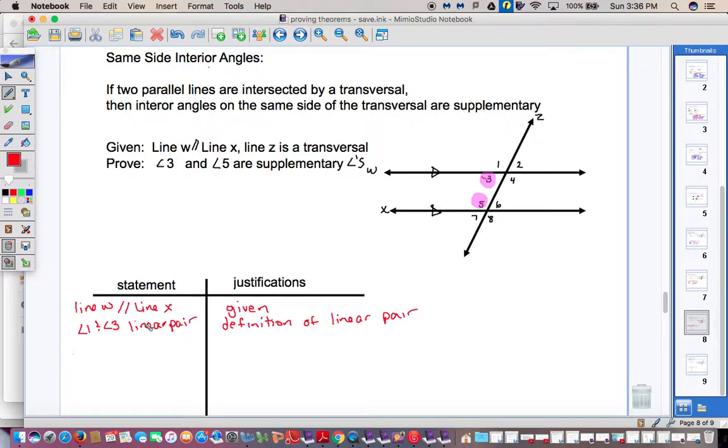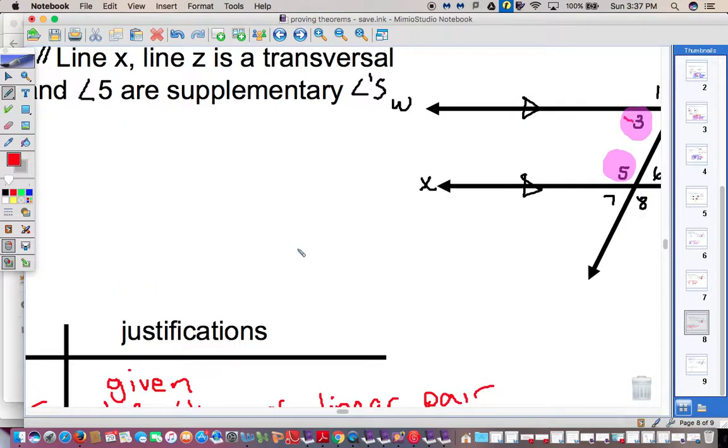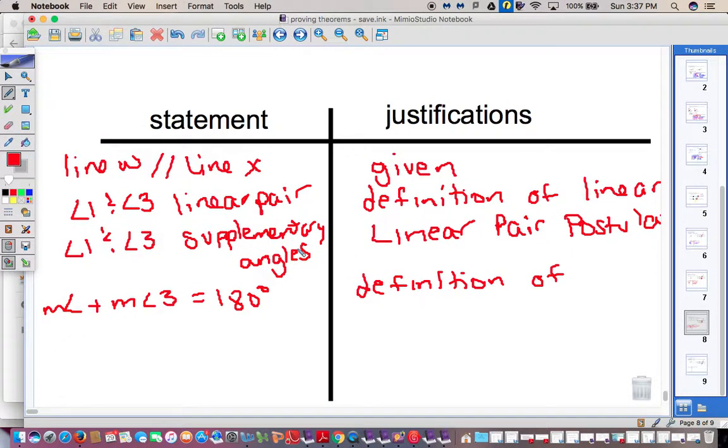Okay. And then we can say that angle 1 and angle 3 are supplementary angles, and that's based on the linear pair postulate. Okay. And now we know that the measure of angle 1 plus the measure of angle 3 equal 180 degrees, and that's by definition of supplementary angles. And it's really much easier if I zoom in here and try to write. It makes my handwriting much better.